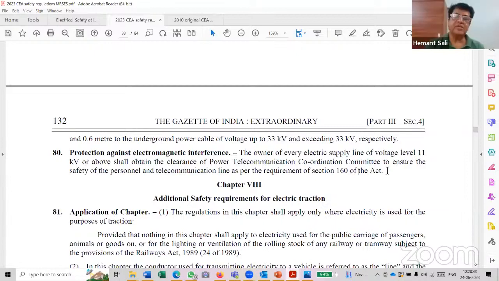See, this is a requirement as per the Telegraph Act. That section is from that only, I think. But such clearances are never taken. I haven't seen such clearances taken. I have attended a few of the meetings of this PTCC, but most of the things just remain on paper. So that's not being followed.